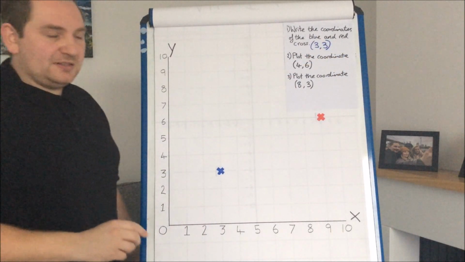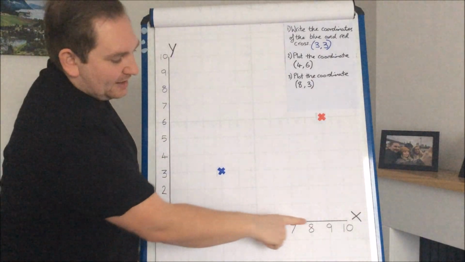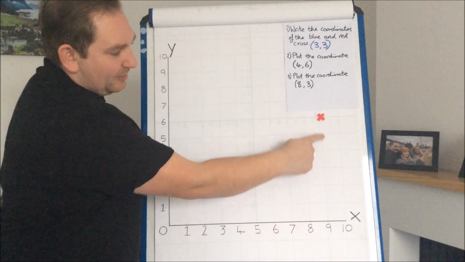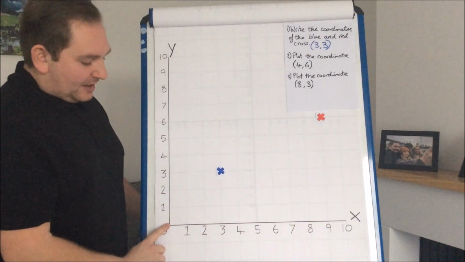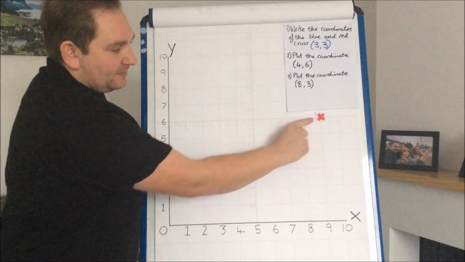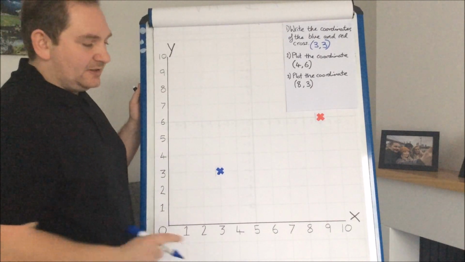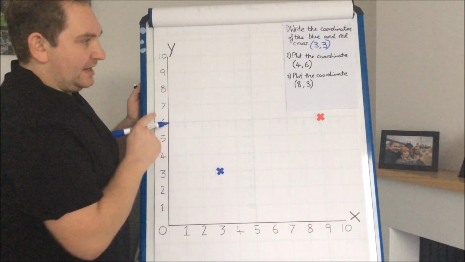If we look at the red cross, again, we're going to go along the corridor, along that x-axis. We go all the way down to 9, and we follow the line up to 9. Then if we go up the y-axis, up the stairs, we get to 6. So that tells us that the coordinates for the red cross are 9, 6.